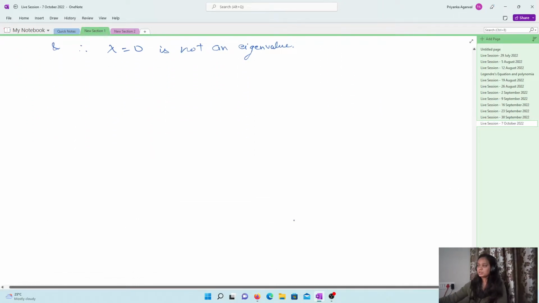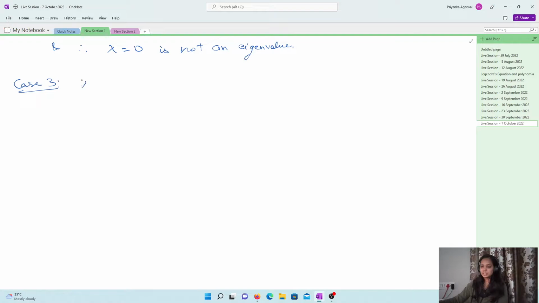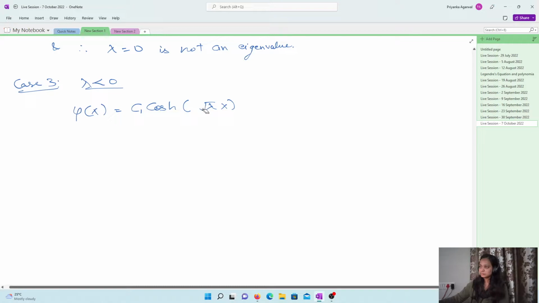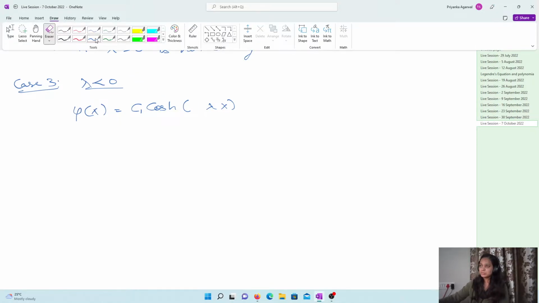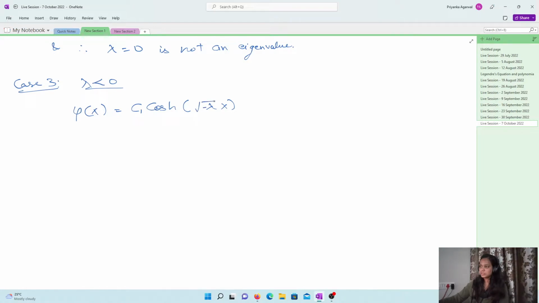Okay. Now we have looked at two cases. Now let's take a look at case 3, the case in which lambda is less than 0. In that case, the solution will become psi of x equal to c1 cosh of root of minus lambda x, with the minus inside the root, plus c2 sinh of root of minus lambda x.